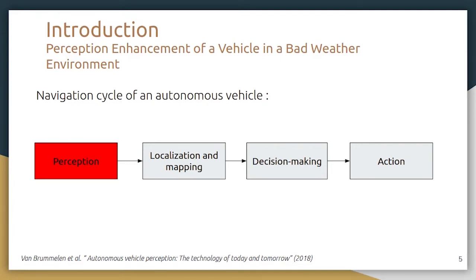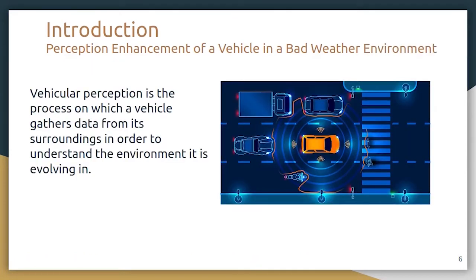As you can see, the first node of this process is the perception one, meaning that the security and safety of different road users can be improved if we reinforce the first node of navigation, meaning the perception. So what do we mean by vehicular perception? It is basically the way a vehicle uses its different sensors in order to grasp the environment it is evolving in, in order to understand what's surrounding it.